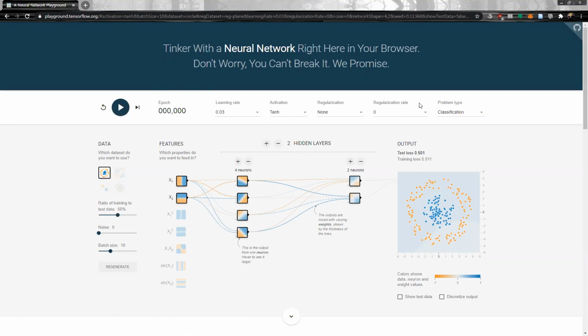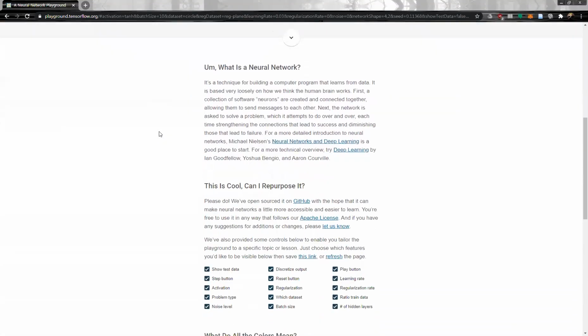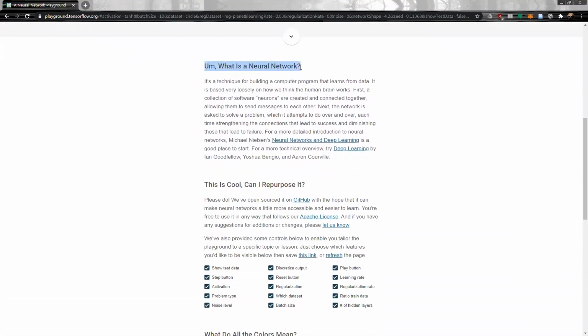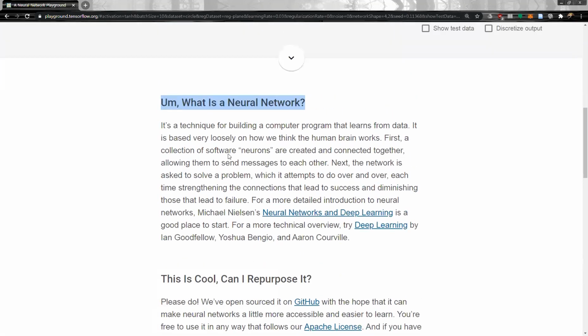Epoch, learning rate. Well, there are many interesting concepts. So well, let's read the explanation first. So what is neural network? Neural network is a technique for building a computer program that learns from data. It is based very loosely on how we think the human brain works. First, a collection of software neurons are created and connected together, allowing them to send messages to each other.